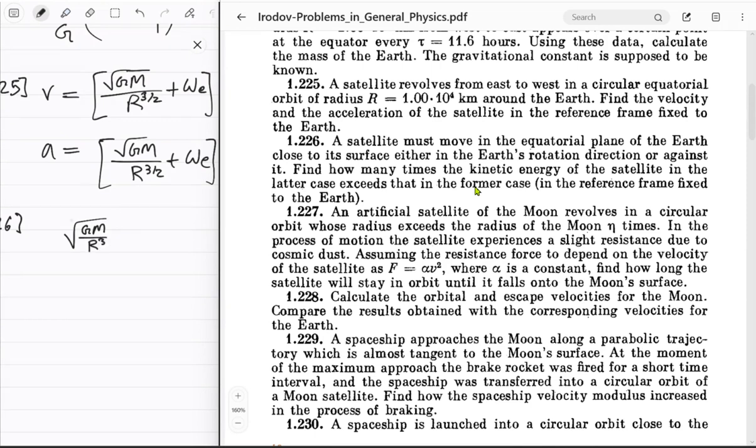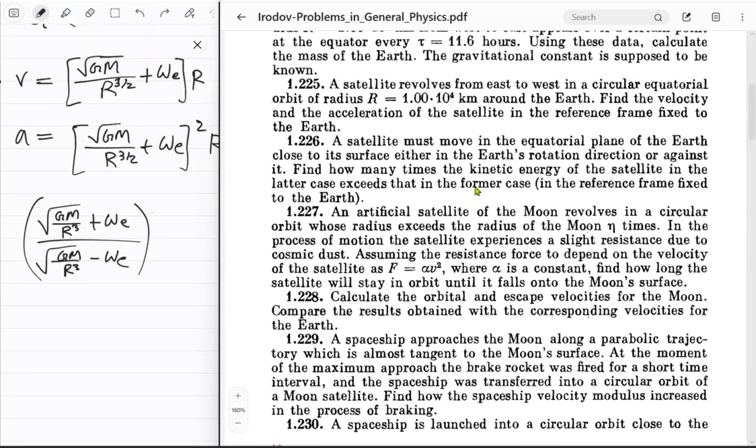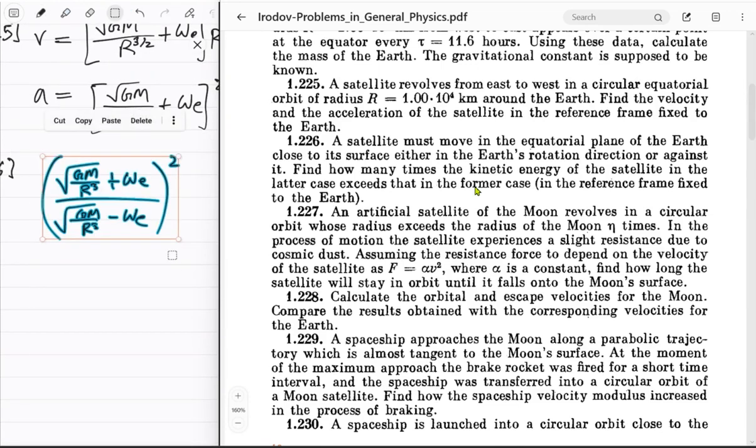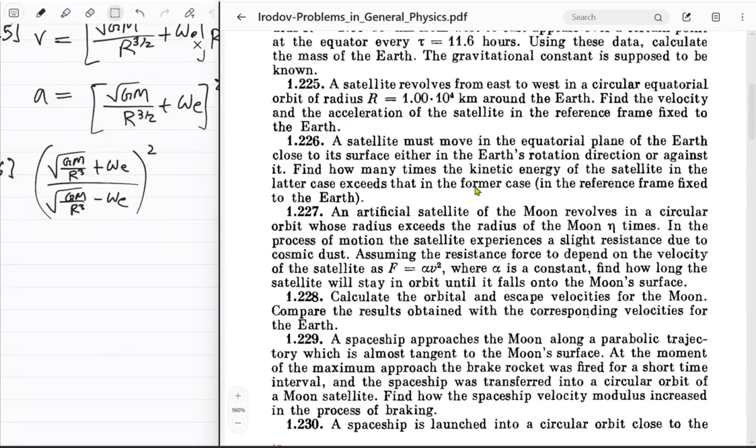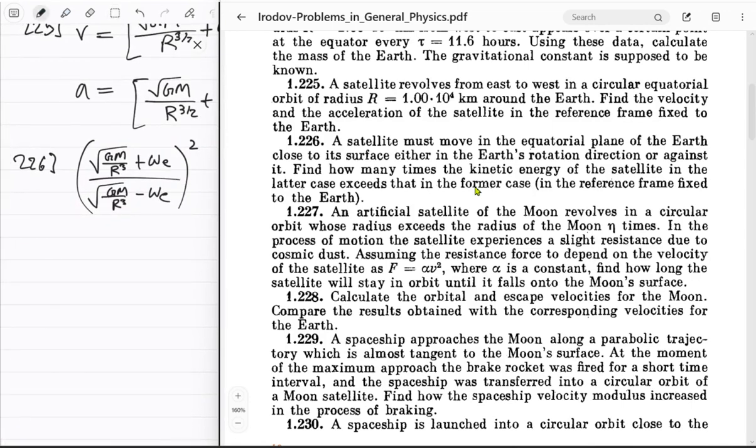This is very weird. Plus omega e, upon square root of gm upon r cubed minus omega e, all of that to the power of, what was that once again? 2. There we go. That should be the thing. So this is the answer. Next, 27.